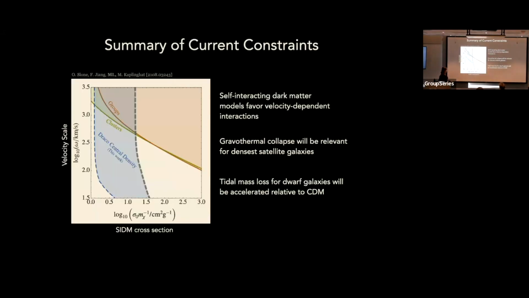The last thing I just wanted to add was that in this region here, that's also where tidal mass loss for the dwarf galaxies will be different and will be accelerated relative to cold dark matter. So taken together, the region of parameter space that's surviving here is one where, if SIDM is the correct model, you would expect different densities for your satellite galaxies, as well as an impact on the overall population. The orbits should change because their masses are going to change.